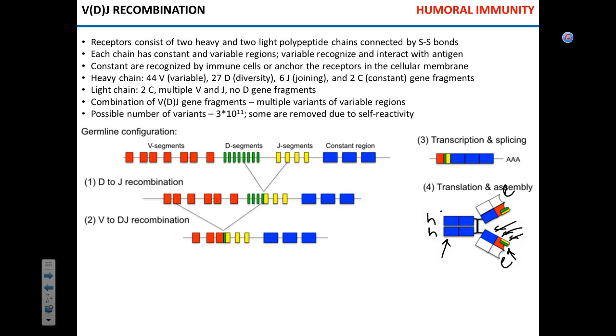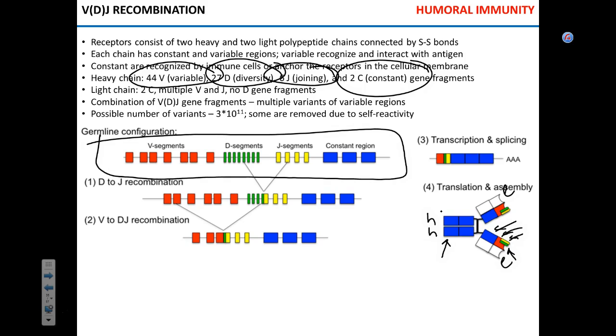Now, each heavy chain has 44 V, 27 D, 6 J, and 2 C gene fragments. Okay, let me stop for a second. This is the part of the chromosome that represents genes for the heavy chain. This is the part of the gene. This is the part of the gene. This and this. Do you follow me so far?